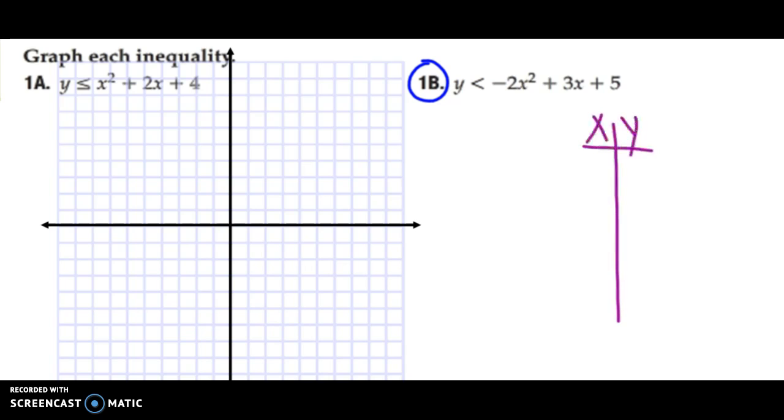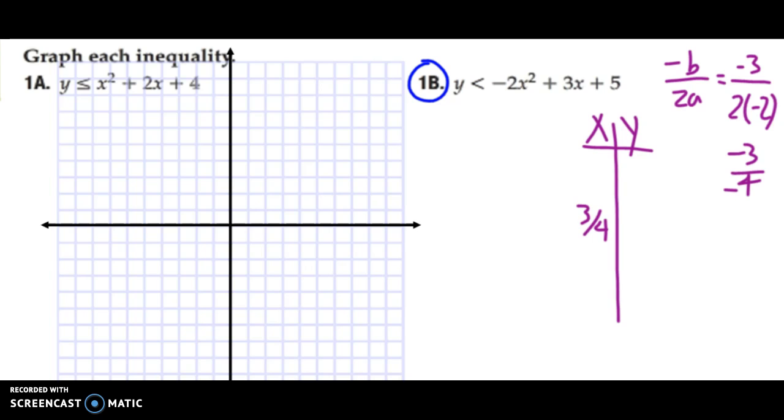And again, I want to put my vertex in the middle. So I figure out what x is. That's going to be negative b over 2a. So in our case, that's negative 3 over 2 times negative 2. So I end up getting negative 3 over negative 4. That's just 3/4. So 3/4 goes in the middle.